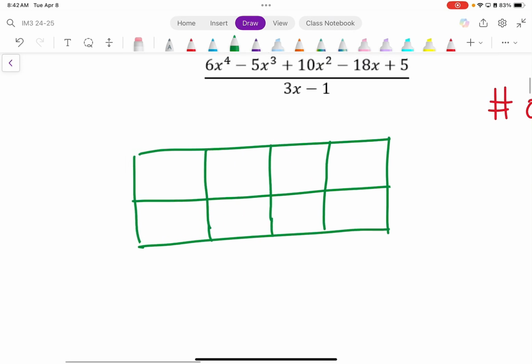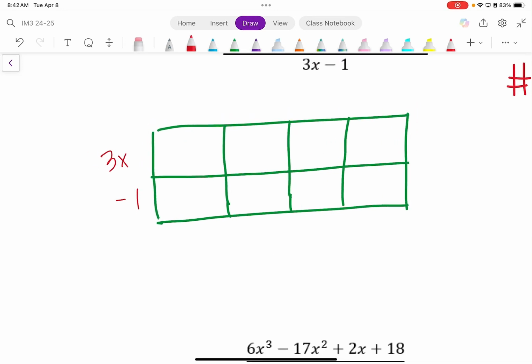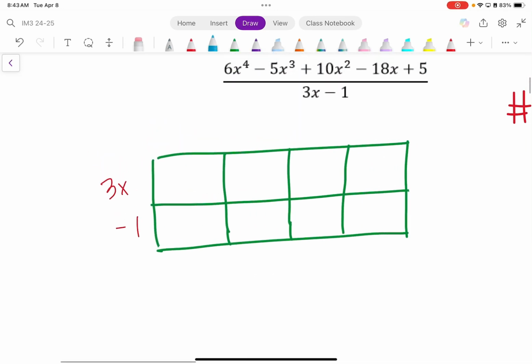Now let's continue setting this up. You're going to take your factor, and write your factor on the side: 3x and negative 1. Like that. And you're going to take your equation, and you're not going to write it on top. You're going to write it underneath the columns, and you're going to go from right to left. I'll show you what I mean. So we start with the 5 right here. And I don't know, can you guys see in the back? Okay.